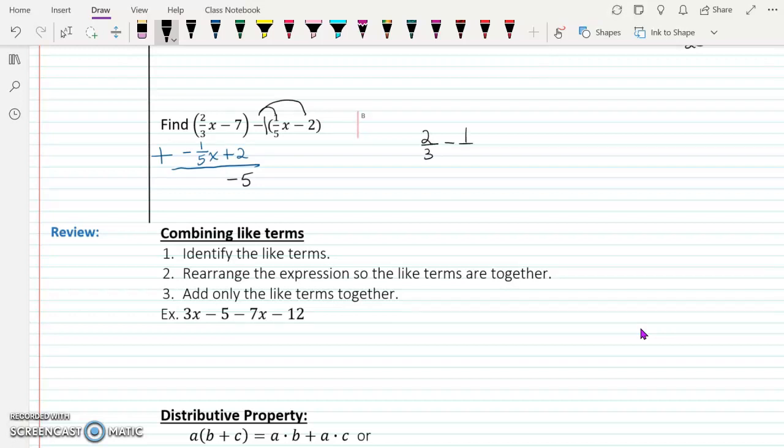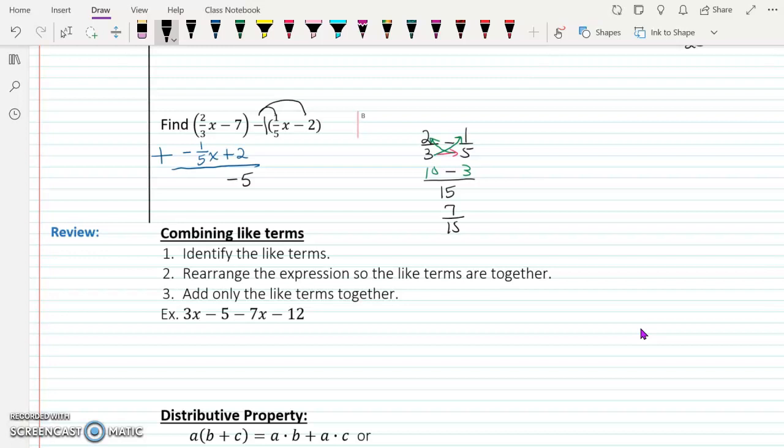2/3 minus 1/5. Okay, so again, I need to find my common denominator, which is 15. Then I'll multiply 2 times 5. 10/15 and 2/3 are the same number. We call those equivalent fractions. 3 times 1 is 3. And then we'll go ahead and just do our subtraction. 10 minus 3 is 7/15.